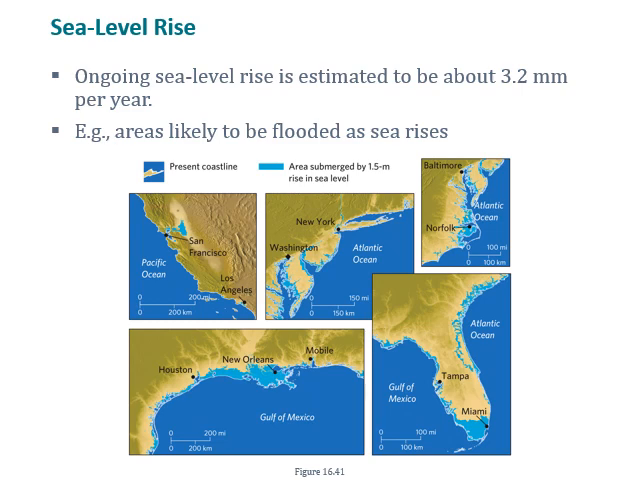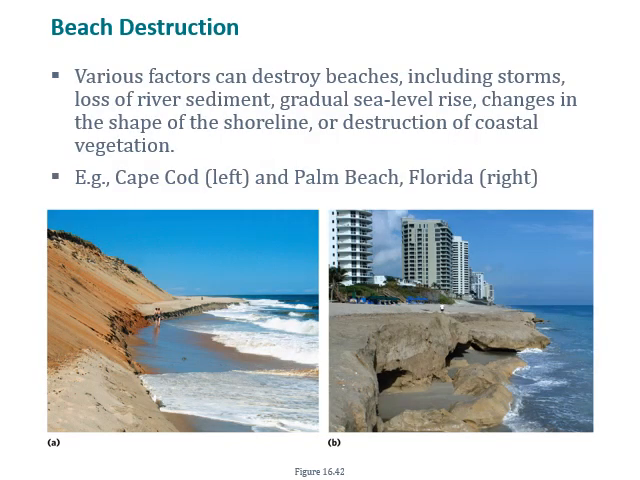Ongoing sea level rise is estimated to be about 3.2 millimeters per year, and these areas pictured below are likely to be flooded if sea level rises by 1.5 meters. Various factors can destroy beaches, including storms, loss of river sediment supply, gradual sea level rise, changes in the shape of the shoreline, or destruction of coastal vegetation. Some examples are at Cape Cod on the left and Palm Beach, Florida on the right.